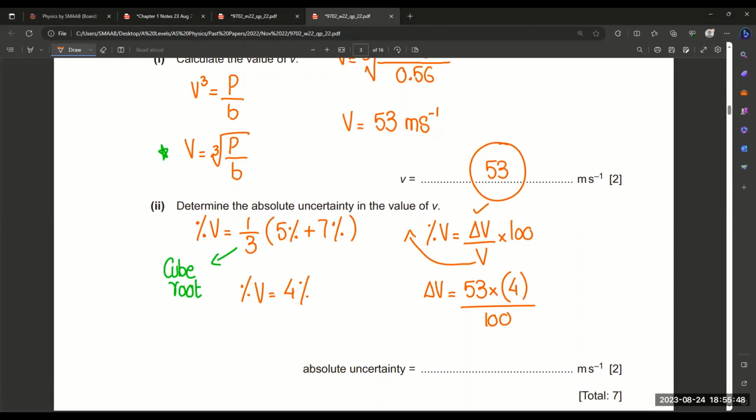And your final answer will be equal to 53 multiplied by 4 divided by 100. So your answer is 2.12, right? So what will be your final answer for the absolute uncertainty? Is it going to be 53 plus-minus 2.12? But what will be the value of delta V first? Because we need to finalize the error also.